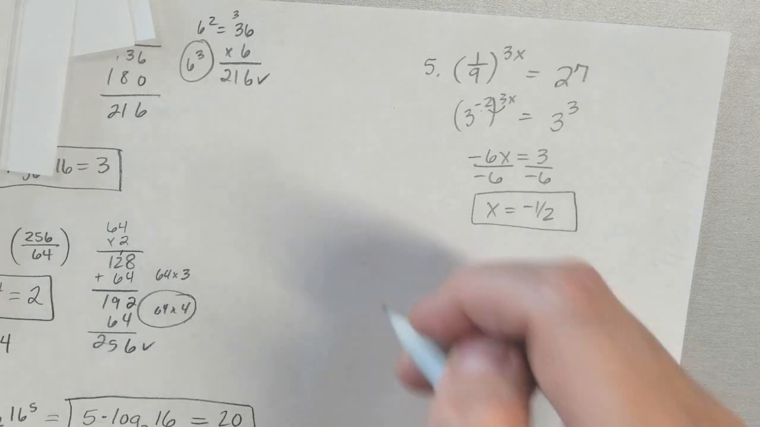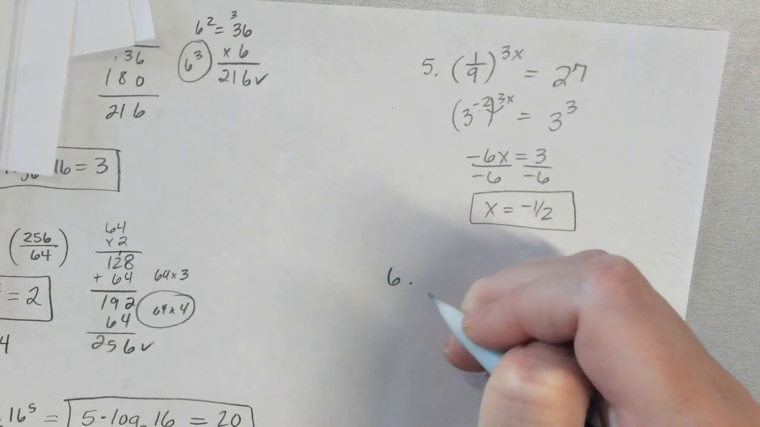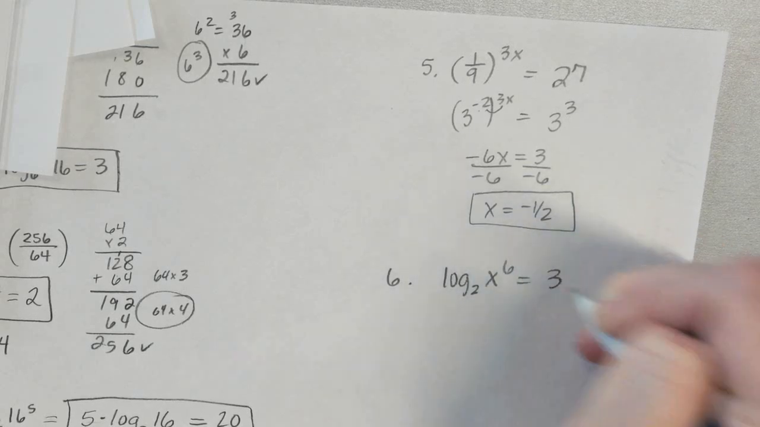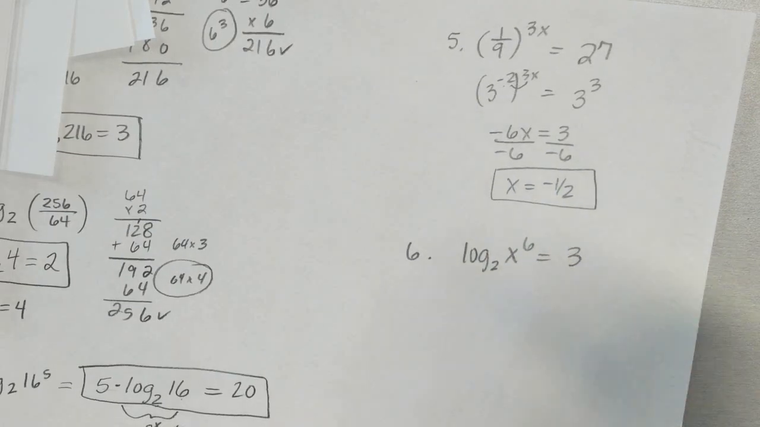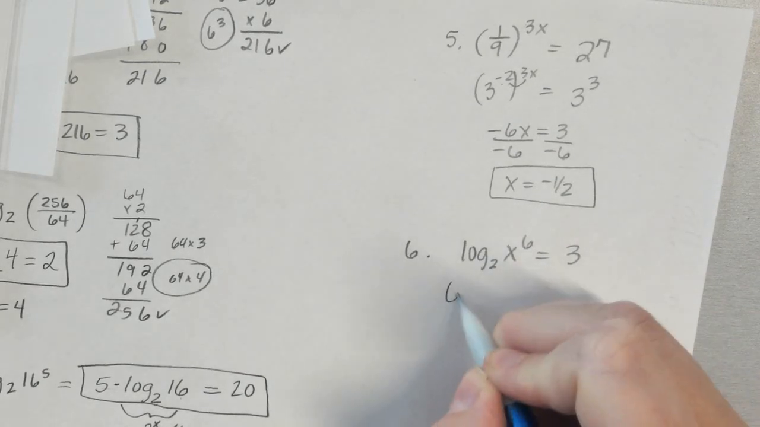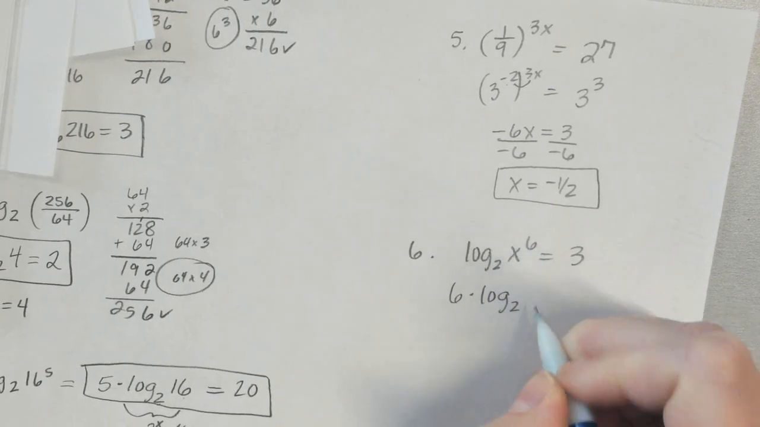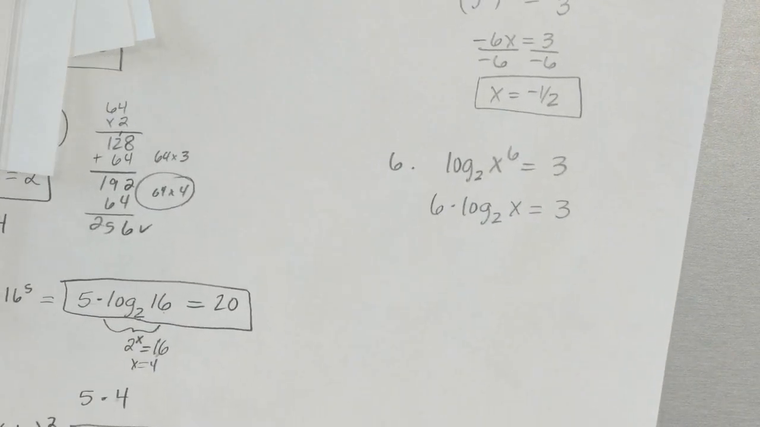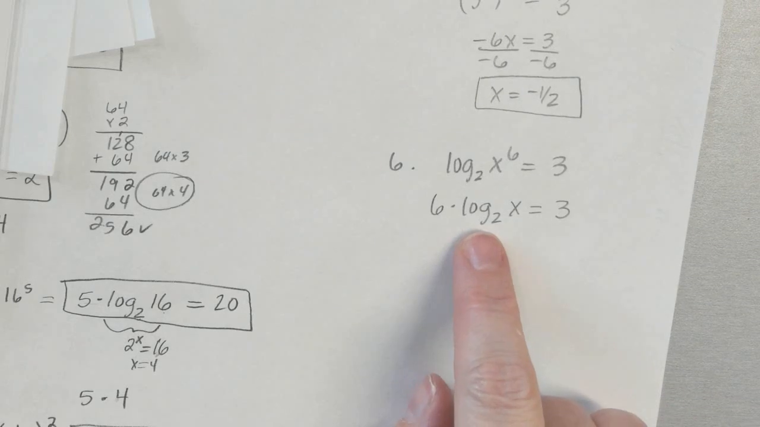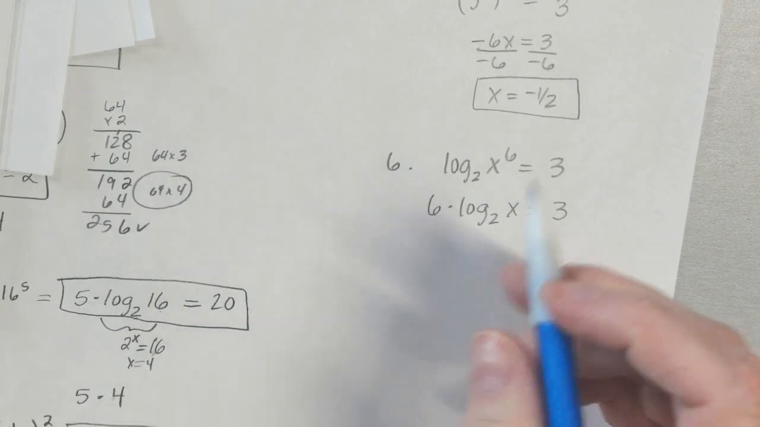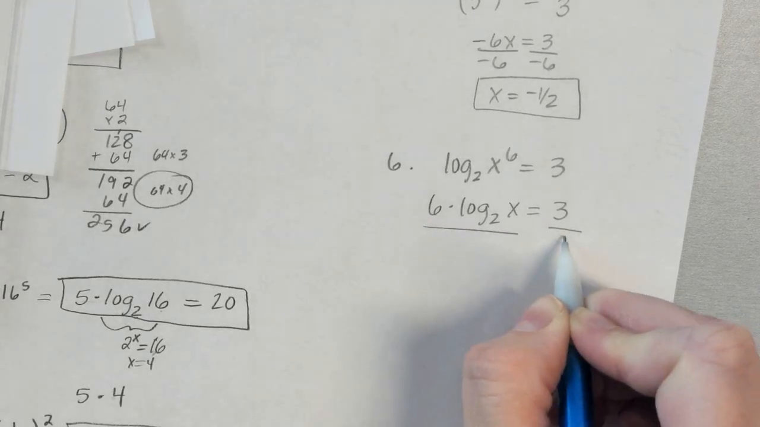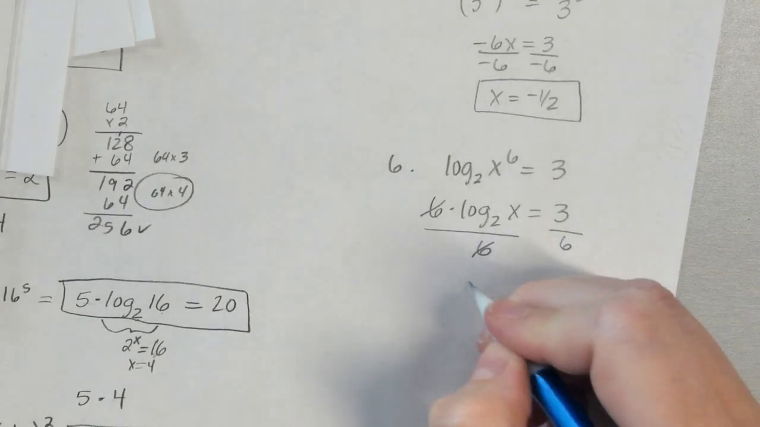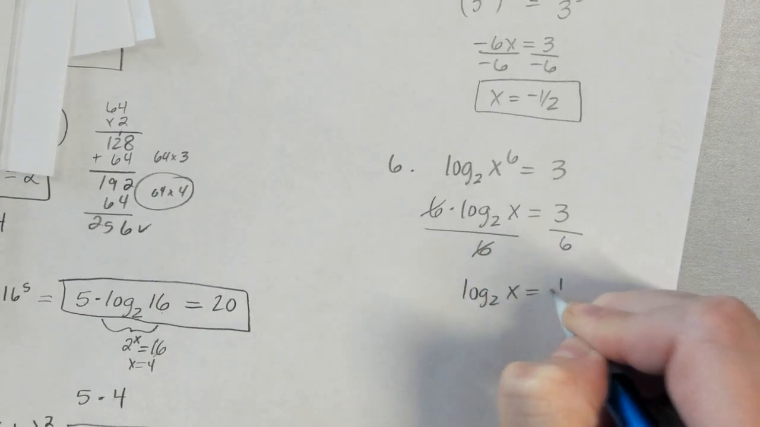Okay, and then number 6, you have log base 2 of x to the 6 equals 3. So when you're solving this, the first thing you want to do is use your power property. So 6 times log base 2 of x equals 3. And then you have to get the log by itself before you can rewrite it in exponential form. So how do I move over the 6? You have to divide, because this is multiplication, so to undo it. And then you have log base 2 of x equals 1/2.